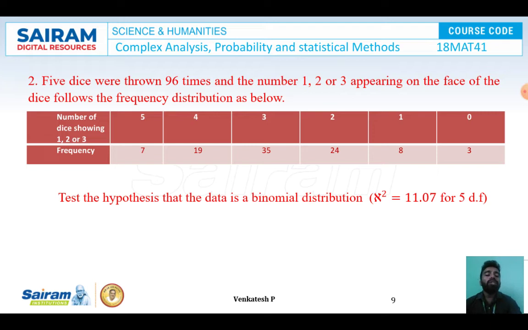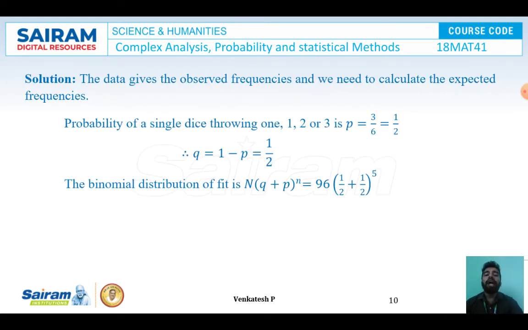With respect to chi-square equal to 11.07 for 5 degrees of freedom. So 5 degrees of freedom means n will be equal to 6 here. First we have to calculate the observed frequency and expected frequency. As we know, the given data will always be the observed frequency: 7, 19, 35, 24, 8, 3. Now to calculate the expected frequency, I am going to frame the binomial distribution formula, and calculate the value of the expected frequency.